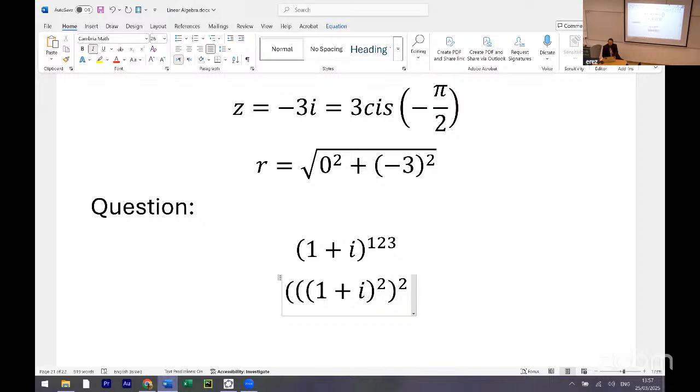What do you get? 8. How many times will I square it before I pass 123? Oh, no. Not seven. 2 to the 7 is 128. So it's not exact, but it's enough to do 7 squaring operations to get to 128.